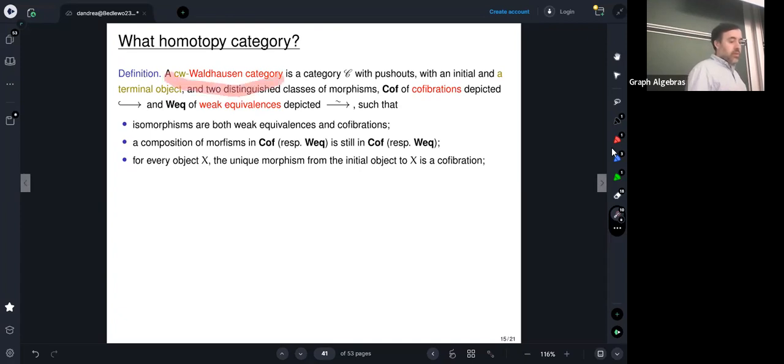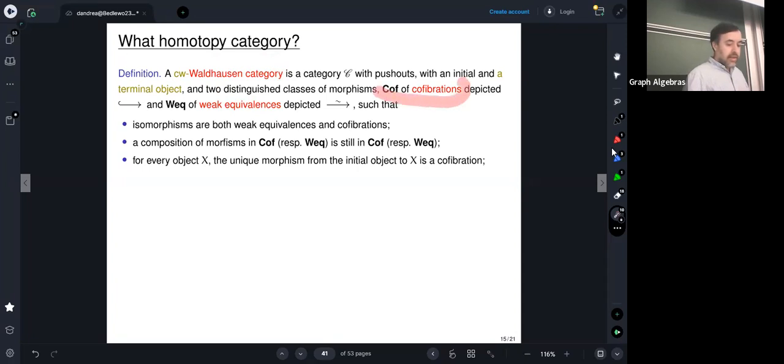So what is this stuff? This is a category with an initial and a terminal object, and the green terms here stress what is new compared to the original definition. You have an initial and a terminal object that, in a standard Waldhausen category, should be the same. And you have two distinguished classes of morphisms.